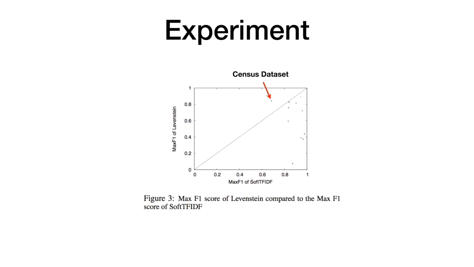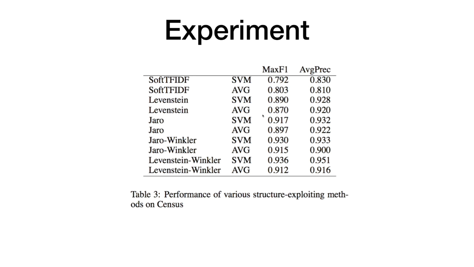And this is a census dataset, which has a non-trivial structure with categories besides normal name strings, which we call the records. And here's a table for the performance of various structure-exploiting methods on census. Cohen also combined SVM binary classifiers in it. All of them improve over the bare soft TF-IDF, and the Levenstein-Winkler performs the best.